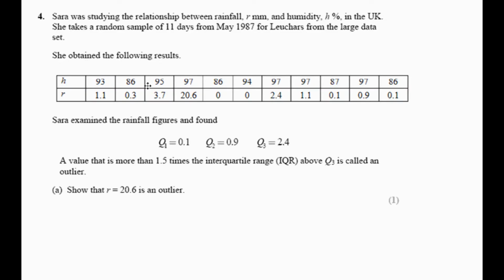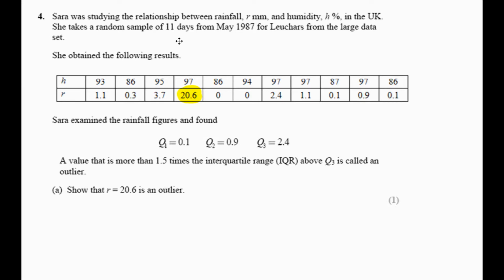Question 4. Sarah was studying the relationship between rainfall and humidity in the UK. She takes a random sample of 11 days from May 1987 for Leuchars from the large data set. She obtains the following results. Sarah examined the rainfall figures and found these quartiles. A value that is more than 1.5 times the interquartile range above Q3 is called an outlier. Show that R equals 20.6 is an outlier. So we're talking about this value right here. Show that it is an outlier.